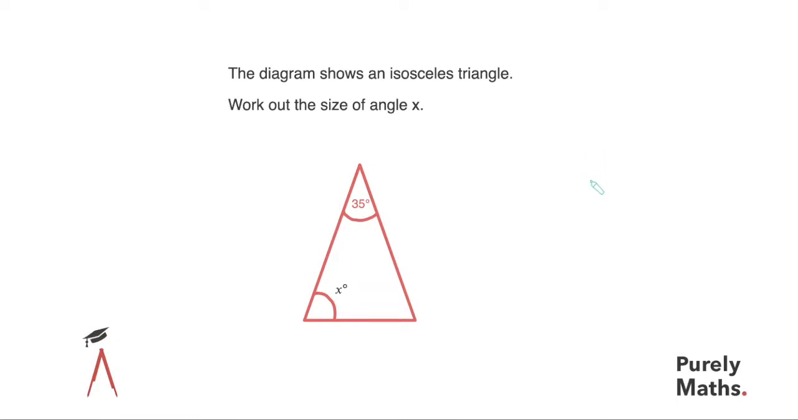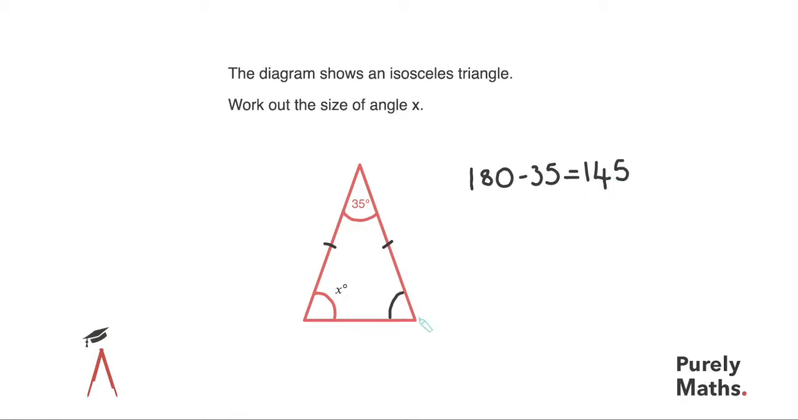This diagram shows an isosceles triangle. Work out the size of angle X. So we've got an isosceles triangle. That means that these two sides are the same length and these two base angles are also the same size. We should know that angles inside a triangle add up to 180 degrees. So the first step will be to subtract 35 from 180 to see what we've got left. That would give me 145.